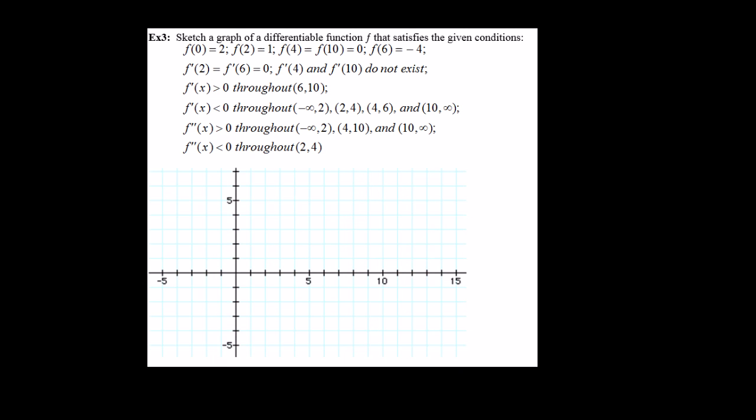So here we go. We got a bunch of different information here, and we're going to figure out what the graph looks like given all of the information. So we'll start at the top. We know f of 0 is 2, so that's just a point. We're going to draw that point. F of 2 is 1, draw that point.